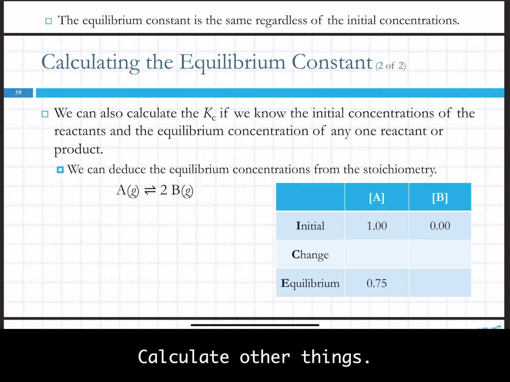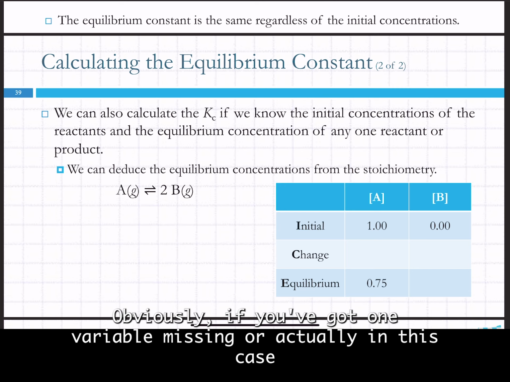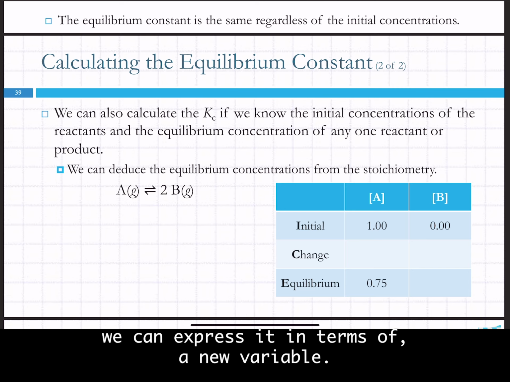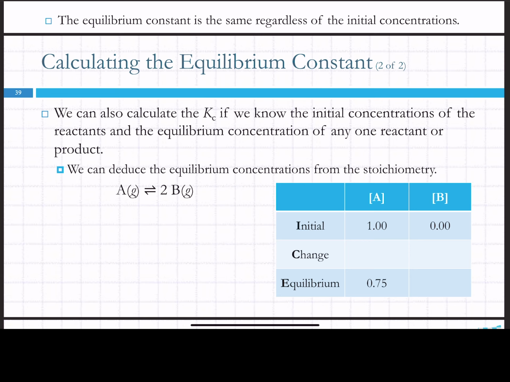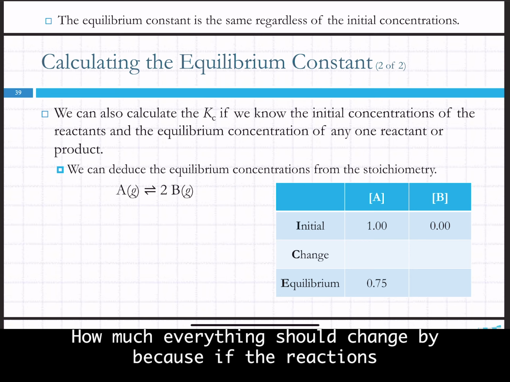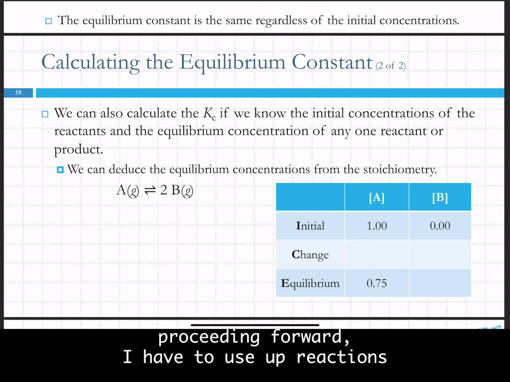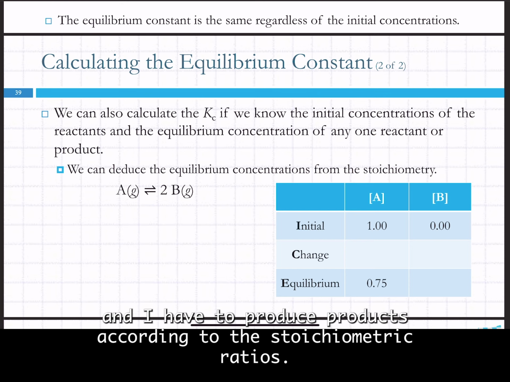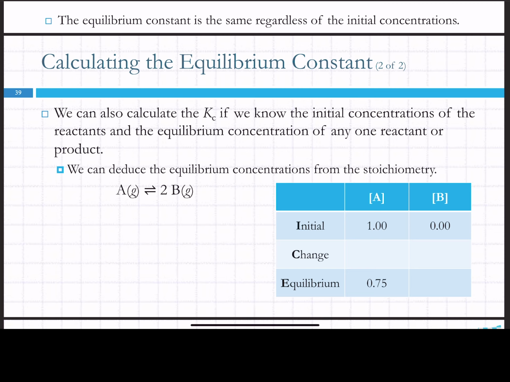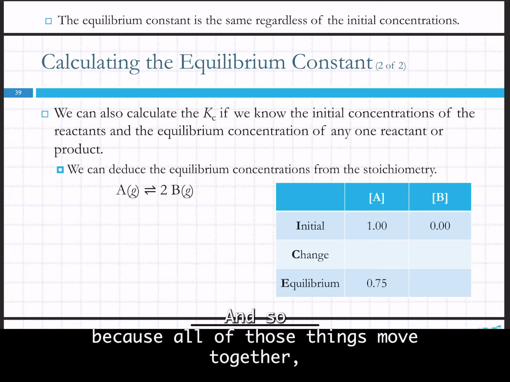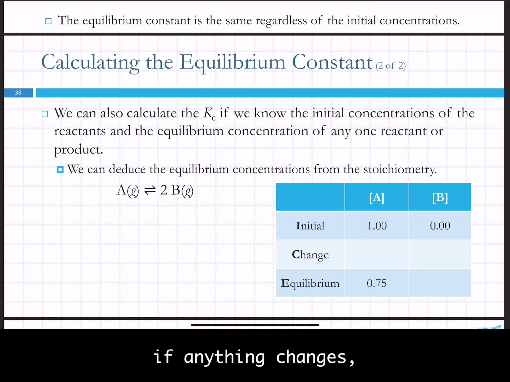Calculate other things, obviously, if you've got one variable missing, or actually in this case, we can express it in terms of a new variable, how much everything should change by. Because if the reaction's proceeding forward, I have to use up reactants and I have to produce products according to the stoichiometric ratios. And so because all of those things move together, if anything changes, everything changes. Even if it is just a little bit.